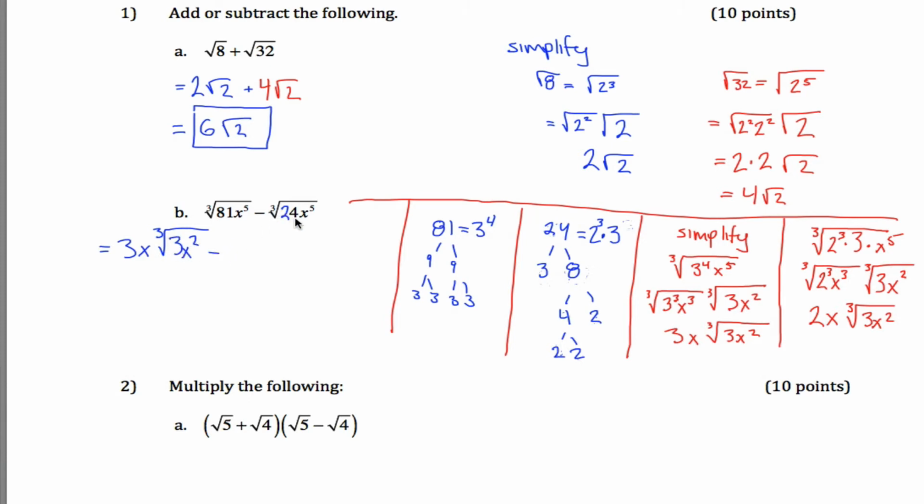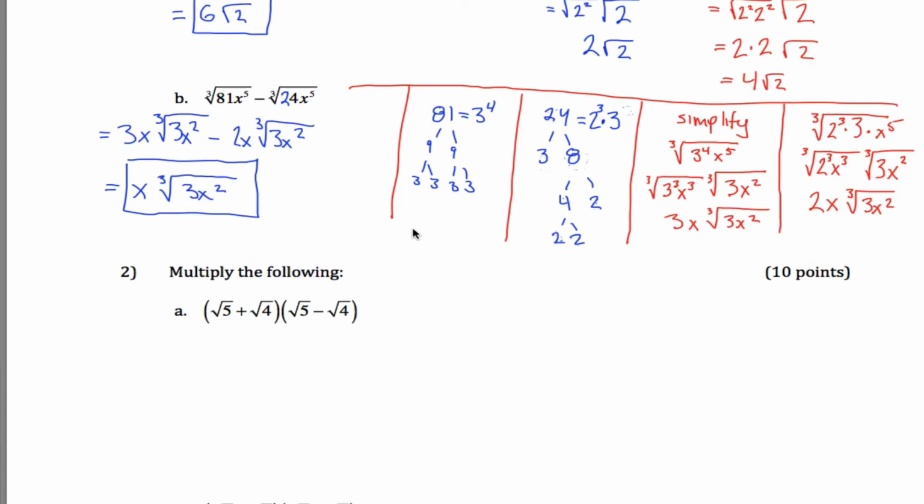And I want to subtract the cube root of 24x to the fifth. But the cube root of 24x to the fifth, I simplified over here and got that it's 2x times the cube root of 3x squared. So I got 3x of these things, and I want to subtract 2x of these things. 3x minus 2x is just x. So I get x times the cube root of 3x squared as my final answer. All right, moving on.